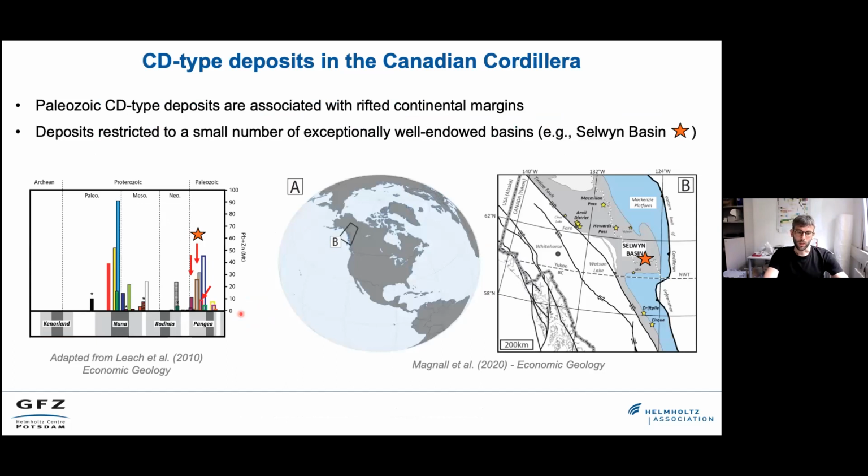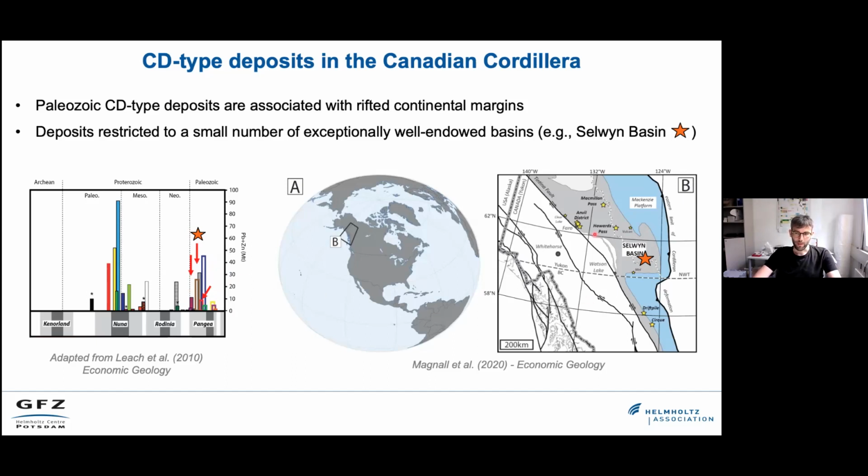In this talk, I just want to show a couple of instances where there are potential linkages between the geodynamic setting and metallogenesis, and we're going to go to the Canadian Cordillera to look at this. The deposits in the Paleozoic are generally associated with ancient rifted continental margins, and the Selwyn Basin is a classic example of this, where there's a rich history of metallogenesis.